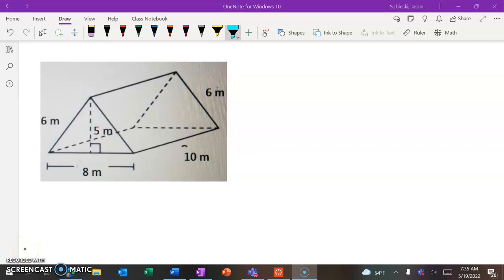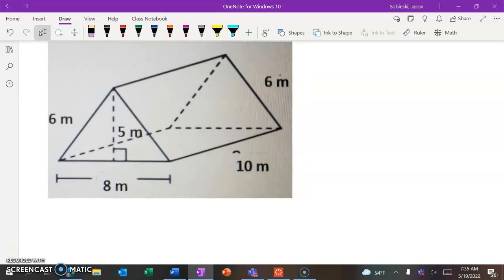Hey everyone, so in this video we are going to calculate the surface area of this triangular prism. The first thing that I would tell you is that most of what we're going to need to do with this triangular prism, almost all of the work, is going to have to do with this triangle right in the front. So we are going to need to find the perimeter of that triangle as well as the area of that triangle.